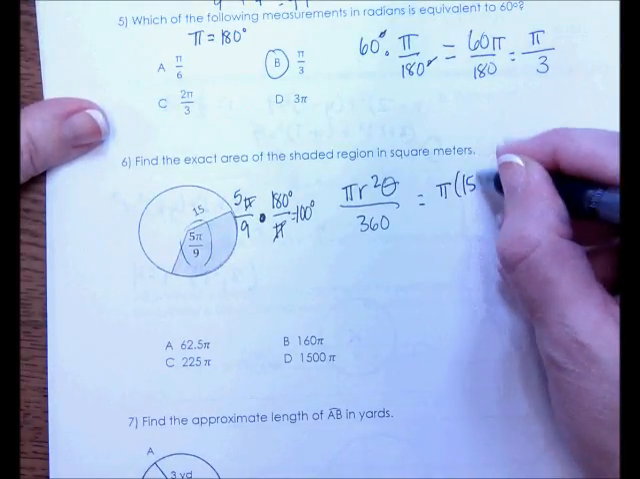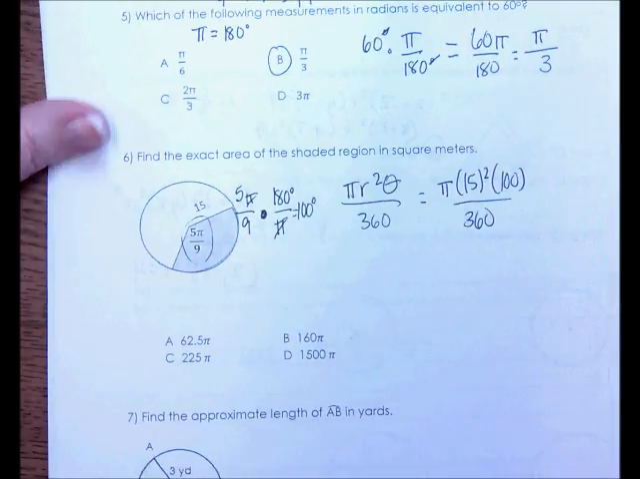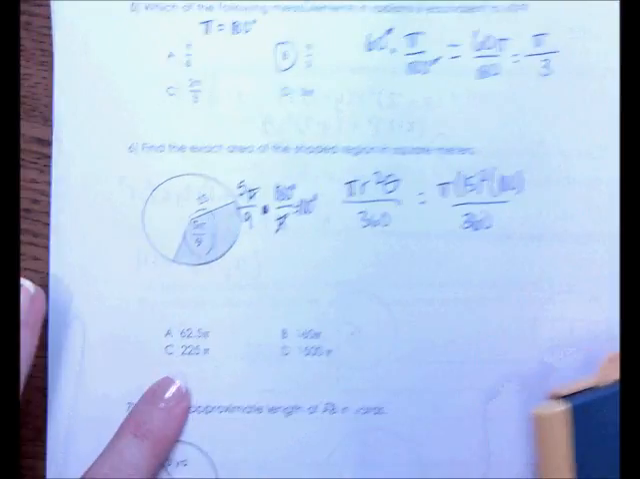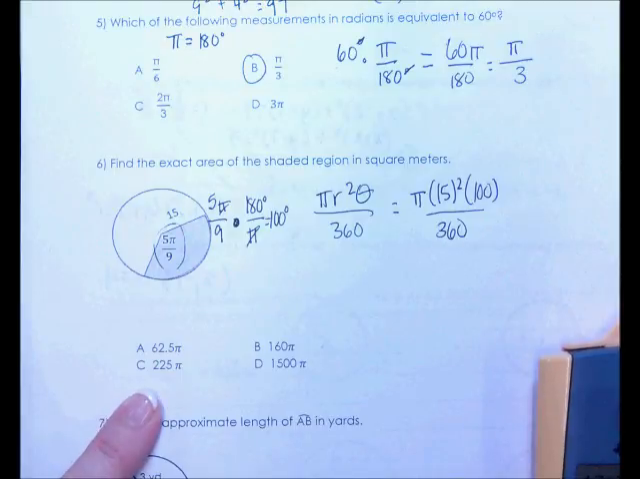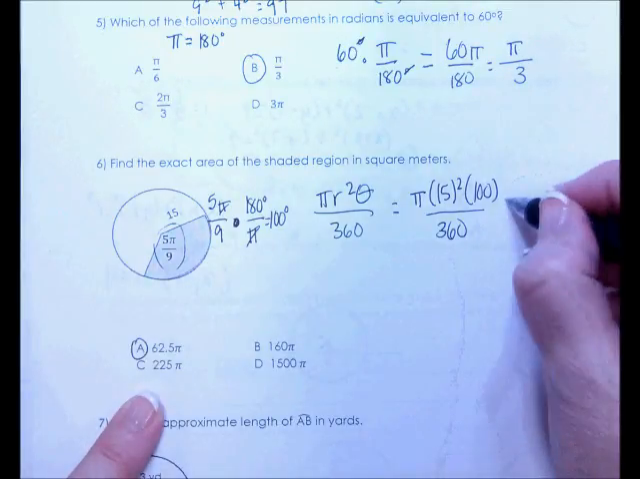Pi times 15 squared times 100 divided by 360. And because pi is in my answers, I do not include that in my problem, so I do 15 squared times 100 divided by 360, and my answer is 62.5 pi.